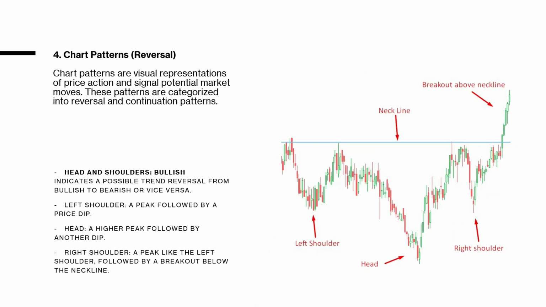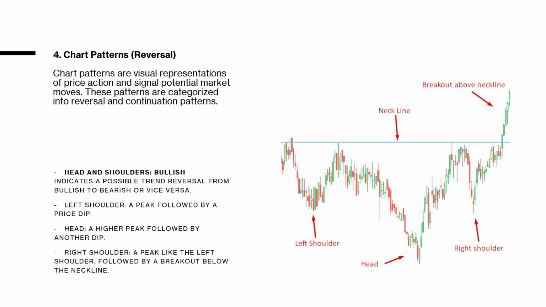In this slide, we're looking at a bullish head and shoulders pattern, which signals a potential reversal from a downtrend to an uptrend. The structure is similar to the bearish version we discussed earlier, but in this case, the pattern indicates a buying opportunity. Here's how it works.